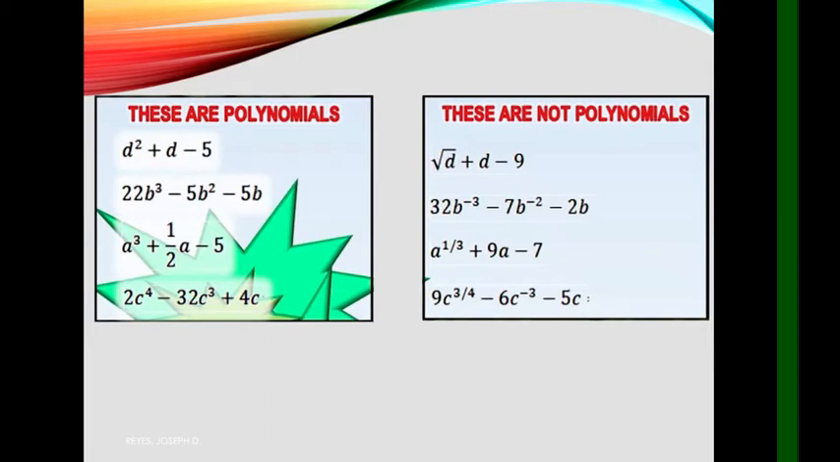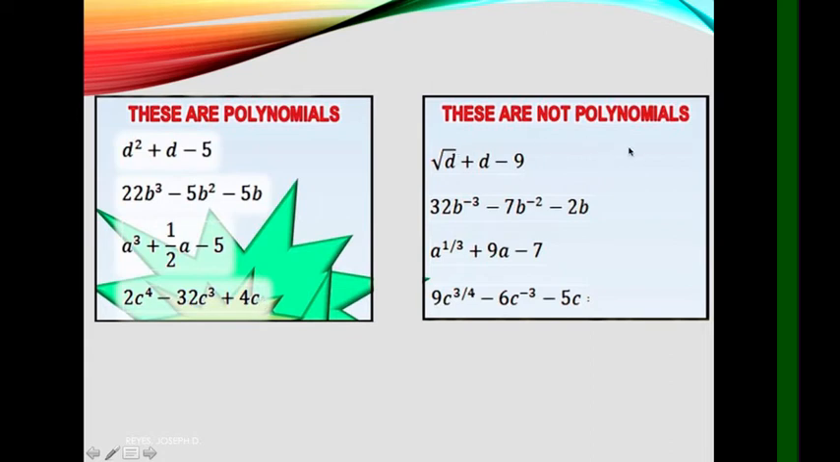Okay, so these are examples of polynomials. So we have b squared plus d minus 5, 22b cubed minus 5b squared minus 5b, a cubed plus 1 half a minus 5, 2c raised to 4 minus 32c cubed plus 4c.